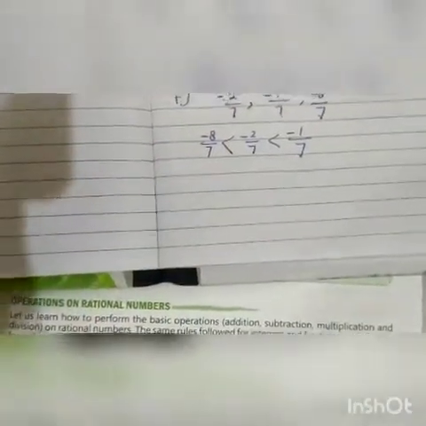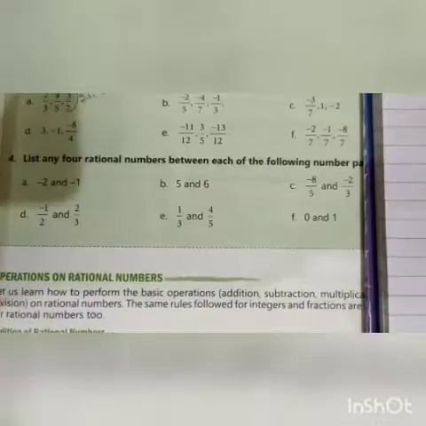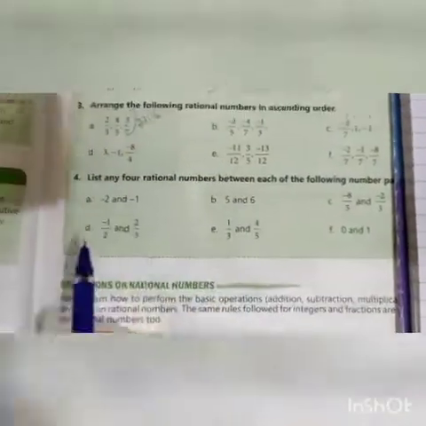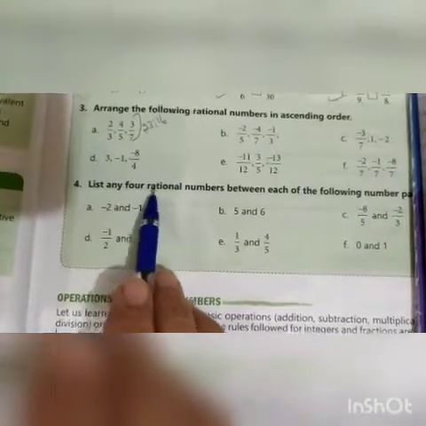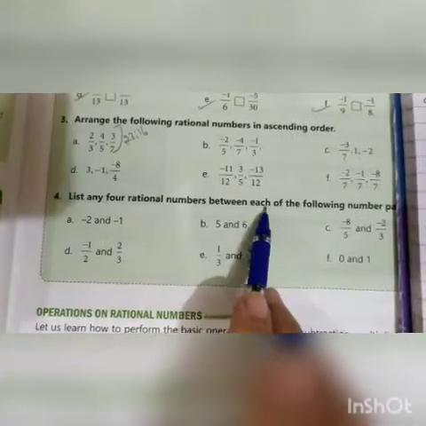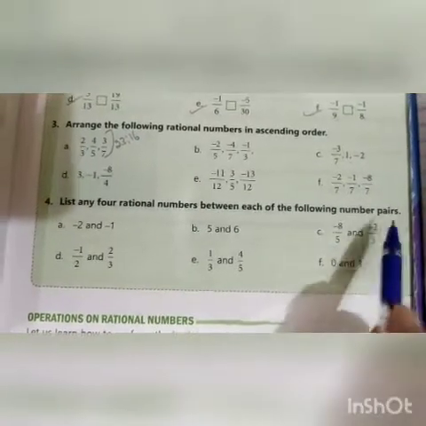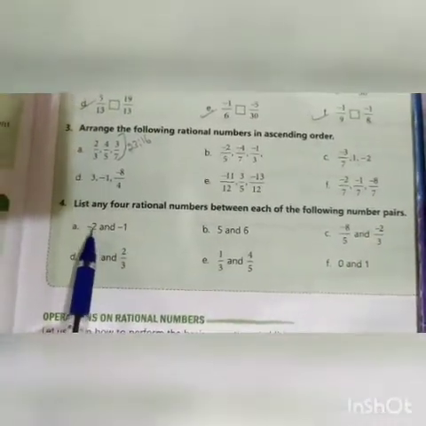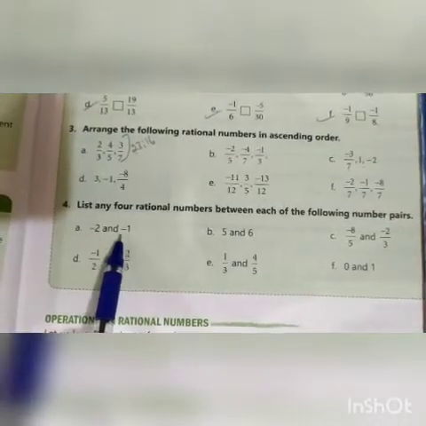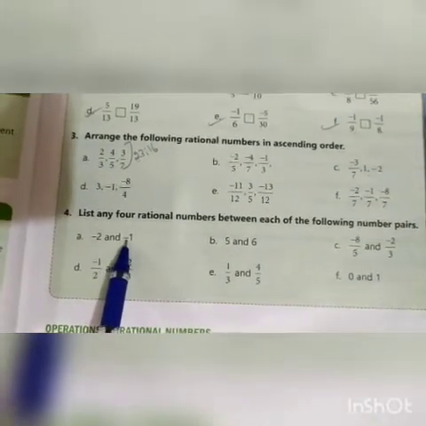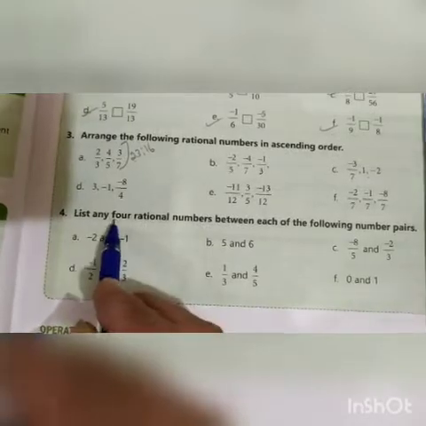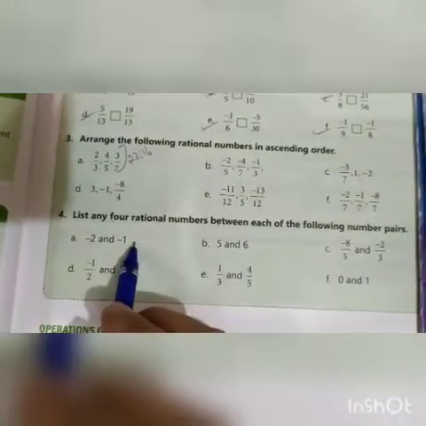Now come to the next question, question number 4. Question number 4 is, list any 4 rational numbers between each of the following number pairs. Here two integers are given. This is minus 2 and minus 1. And we have to find 4 rational numbers between this pair.